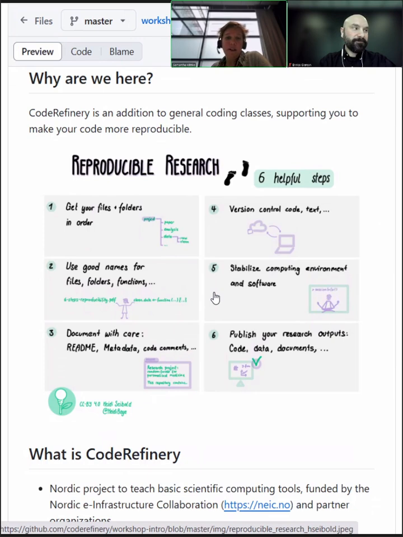So we talk about getting your files and folders in order, how to use good names for files, folders, and functions, documenting from README to something more extensive and when that might be needed. We will talk about version control a lot, the first 3 days in particular. And then we'll also talk about stabilizing the computing environment and software, and then how to publish your research outputs. And here it's in particular about code.